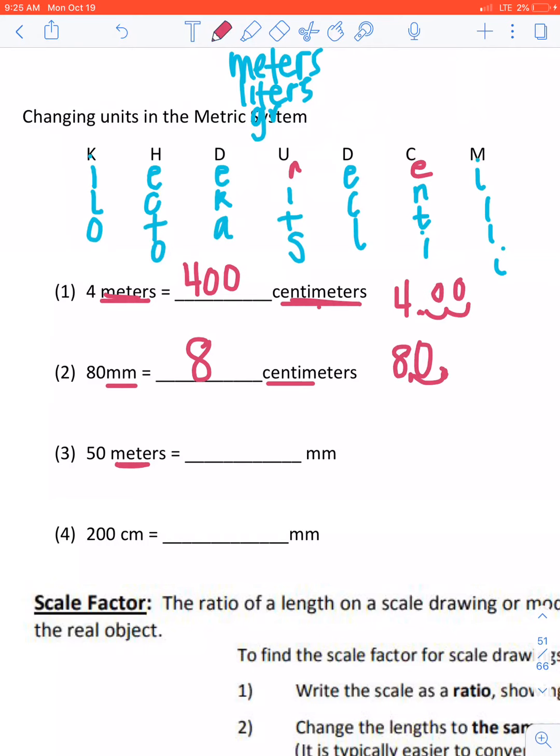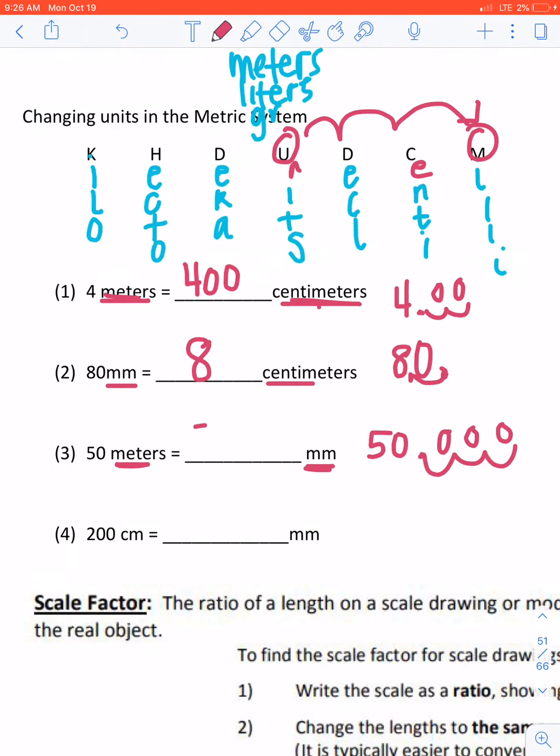Next one, we're going meters to millimeters. Remember, meters is the units, to millimeters, which is the M. So I'm going to count that. That's 1, 2, and 3. And we're going to the right. So my number is 50. Put your decimal place at the end. We're going to move it 1, 2, 3 to the right. We're going to fill it in with zeros. So my answer is 50,000.